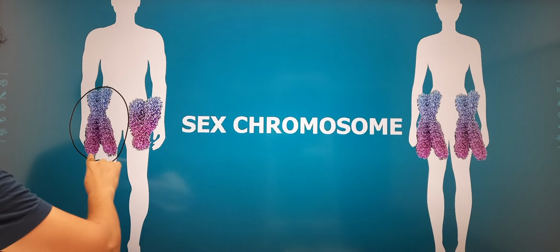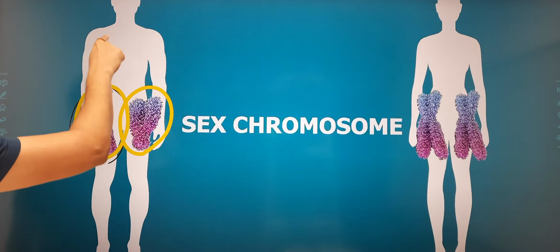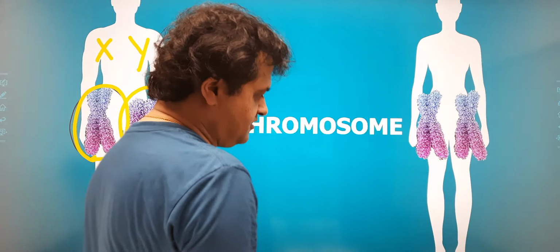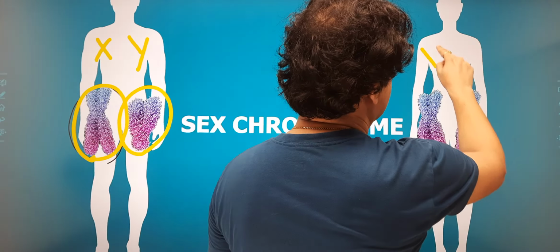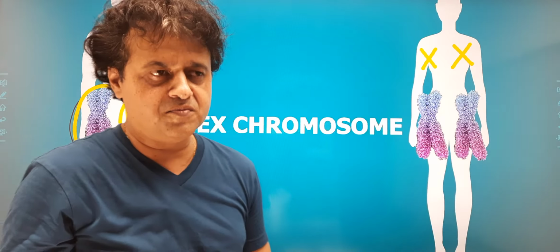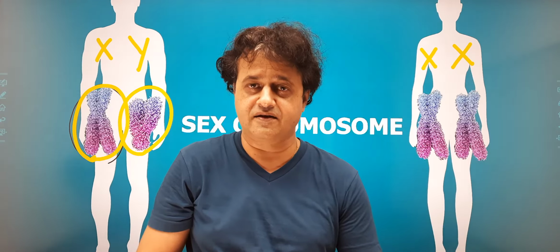If we look at the types of chromosomes in male, two different sizes are visible. We call them X and Y chromosomes in males. In females, we have similar type of chromosomes, X and X. X chromosome is there for determination of female characteristics.